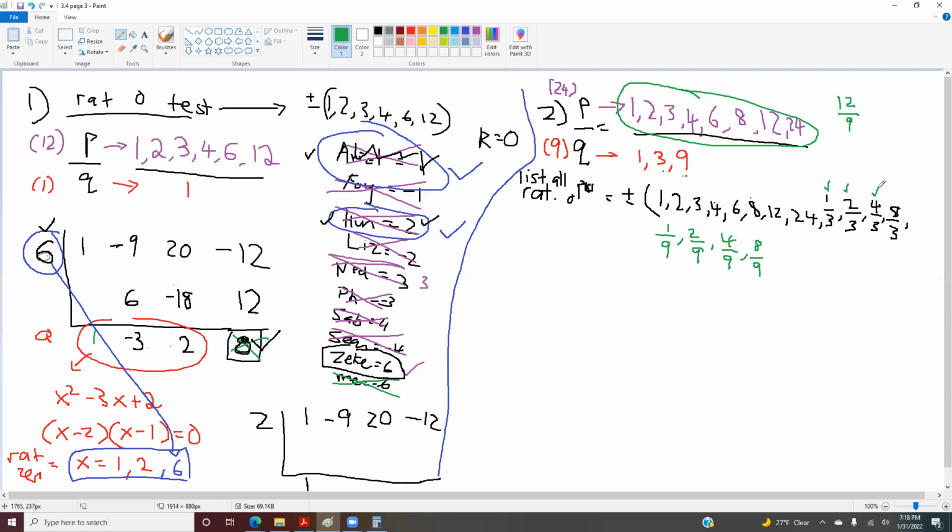It's the same thing as 4/3. And then the last one is 24/9, which is the same thing as 8/3. So these are your possible rational zeros.